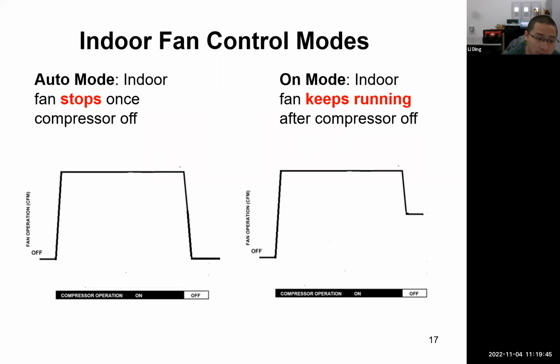These are the pictures. On the left side is the picture for the auto mode. You can see when the compressor is on, the fan is on, and when the compressor is off, the fan is off. But on the right side, you can see the on mode. When the compressor is on, it is the same as auto mode, and when the compressor is off, the fan keeps running. So this is fan overrun.